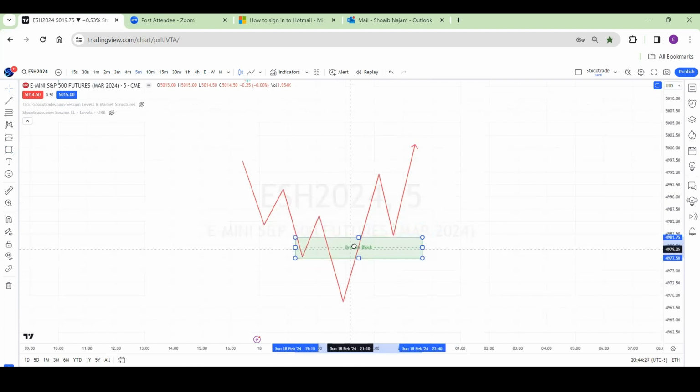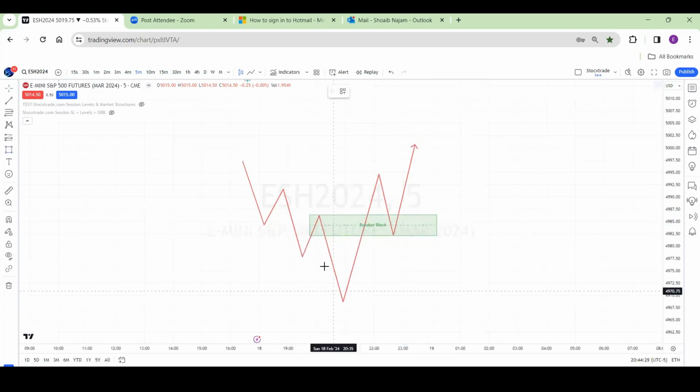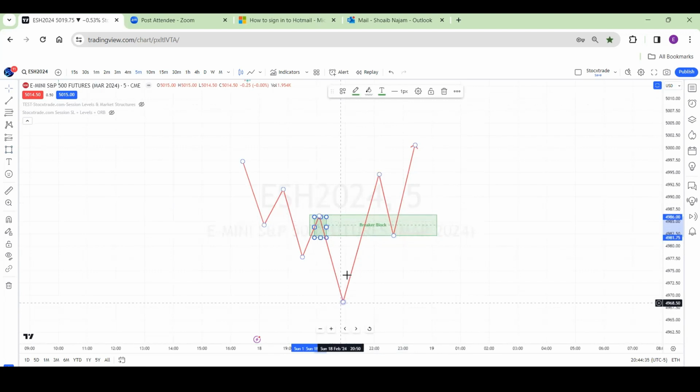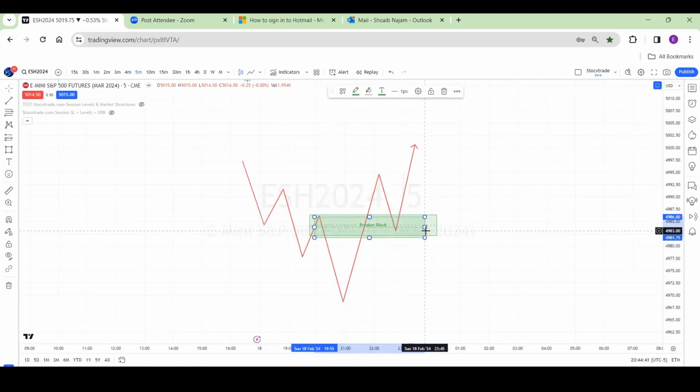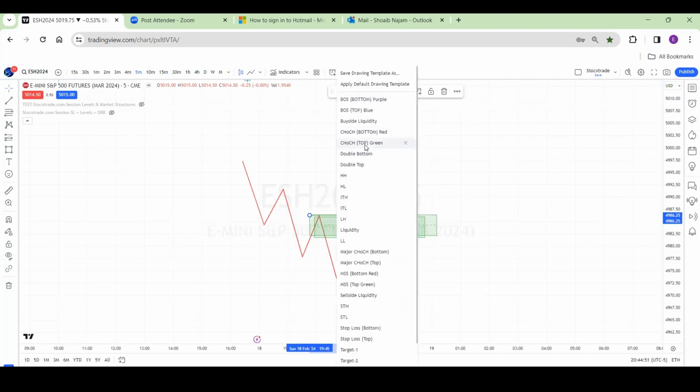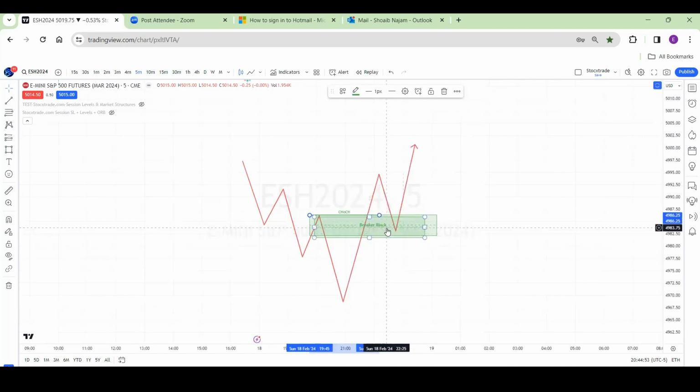Okay. The breaker block will be here. You will find that this candle, the last candle, pushes, and then it will go up and then retest. This change of candle is a change of character also, retesting. The change of character will also be there. Yes, this will be a change of character. So this will be the breaker block.